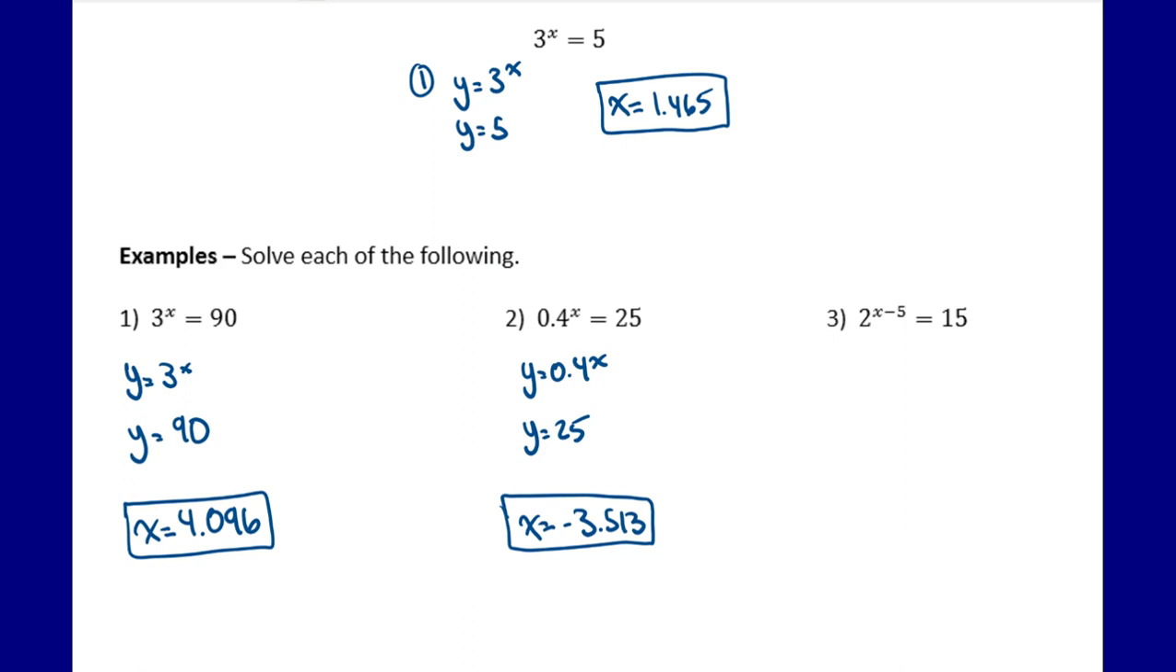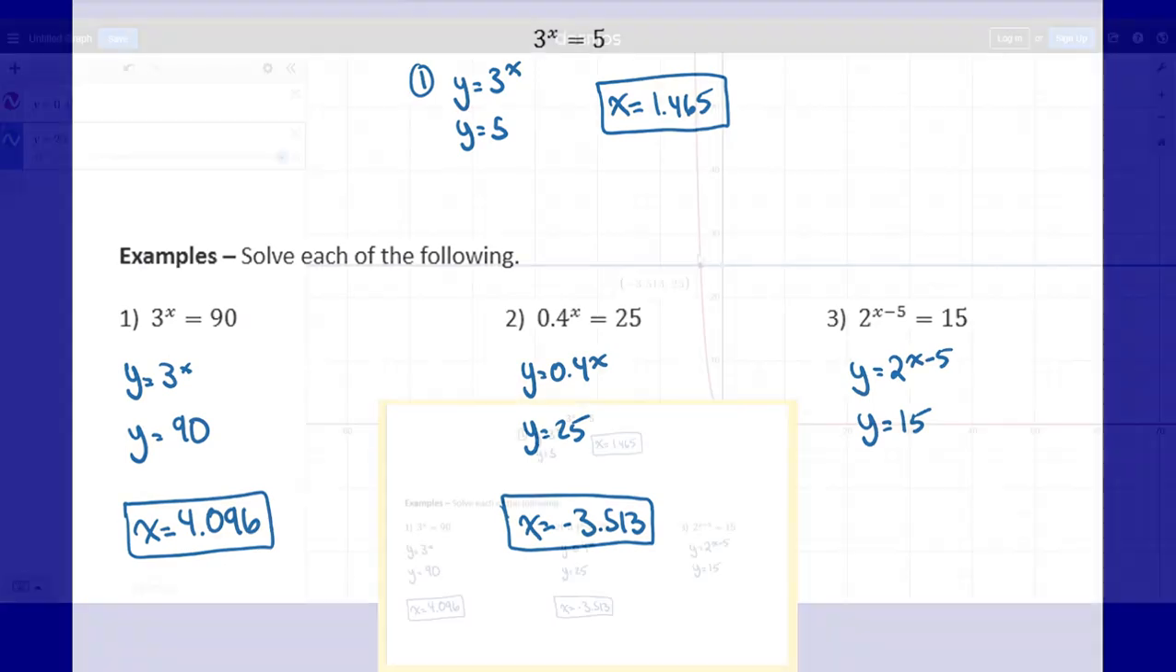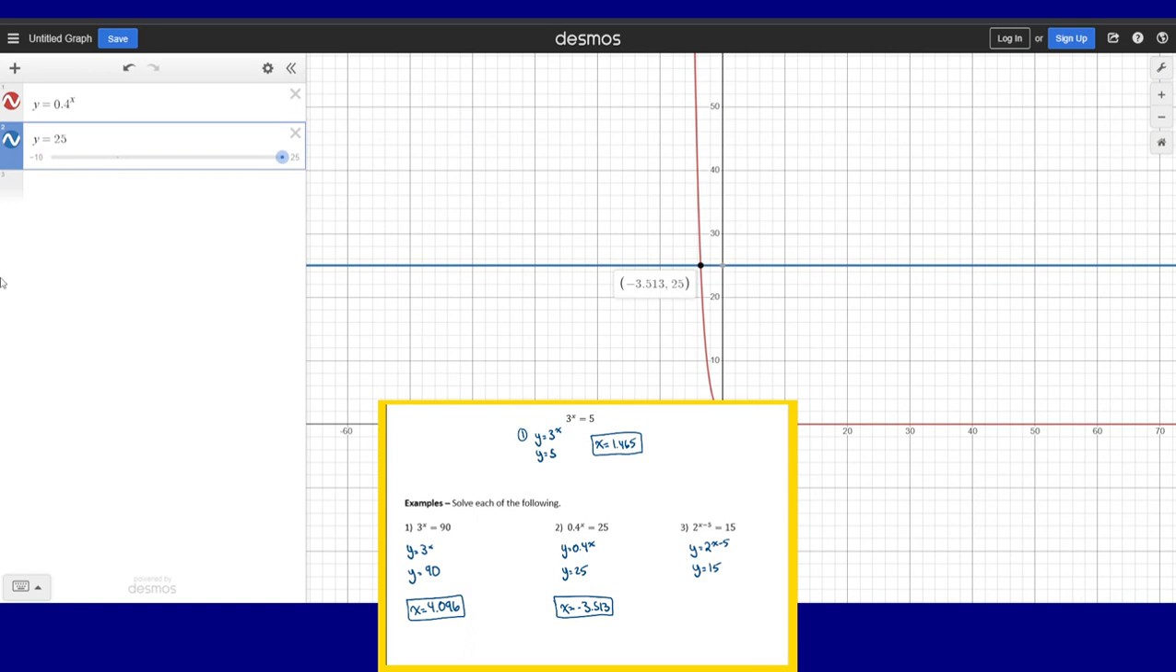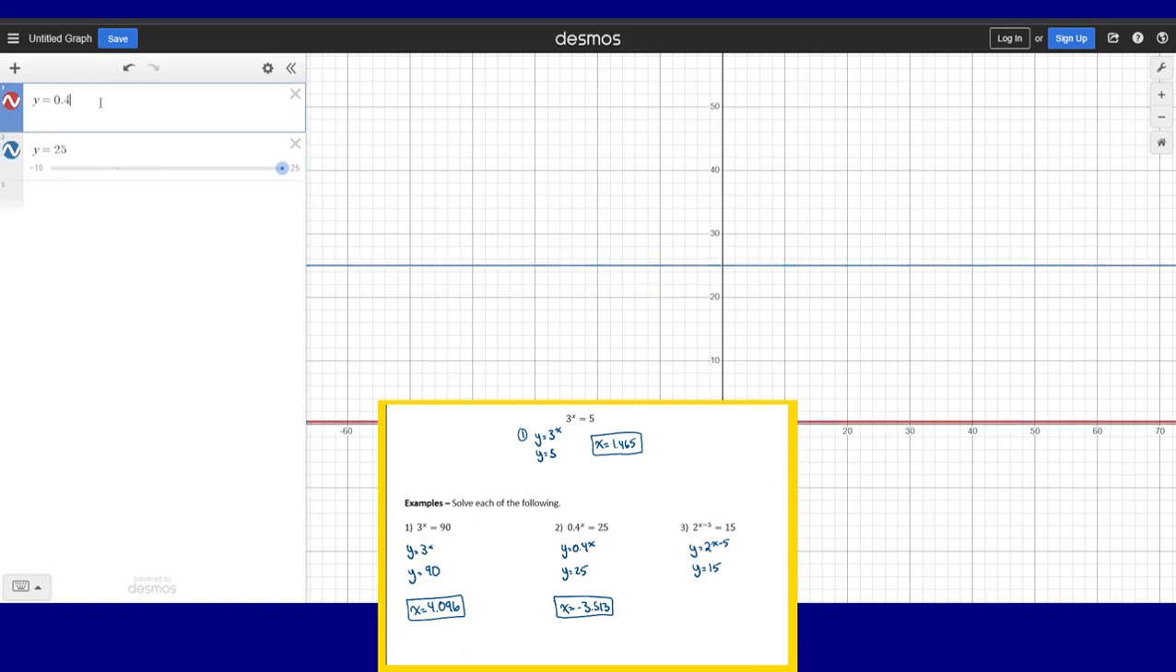Lastly, 2 to the power of x minus 5 equals 15. So again, one equation, y equals 2 to the power of x minus 5. The other is y is equal to 15. So essentially, you're creating equations for both sides of the equal sign. You're setting both sides equal to y. And we take those two equations, we go and graph them. So y equals 2 to the power of x minus 5.